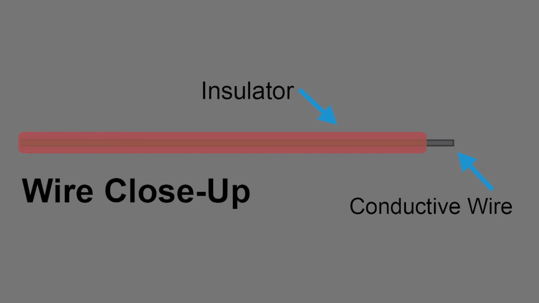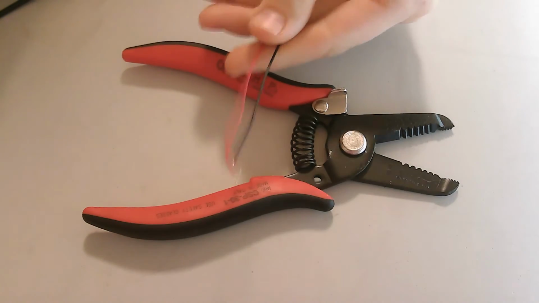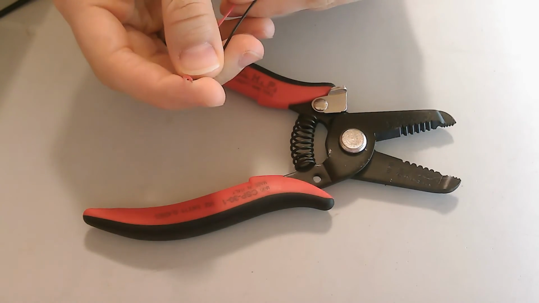Now we have a wire close-up, so you can see that the inside of the wire is conductive, and then you have the insulator around the outside. This prevents accidental short circuits. So let's talk about how we can remove some of that insulator. And we can see here we only have a little bit of our conductive wire exposed.